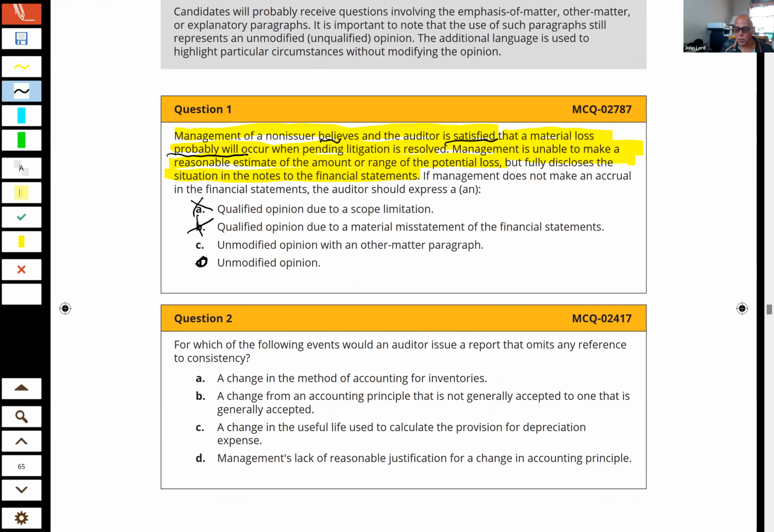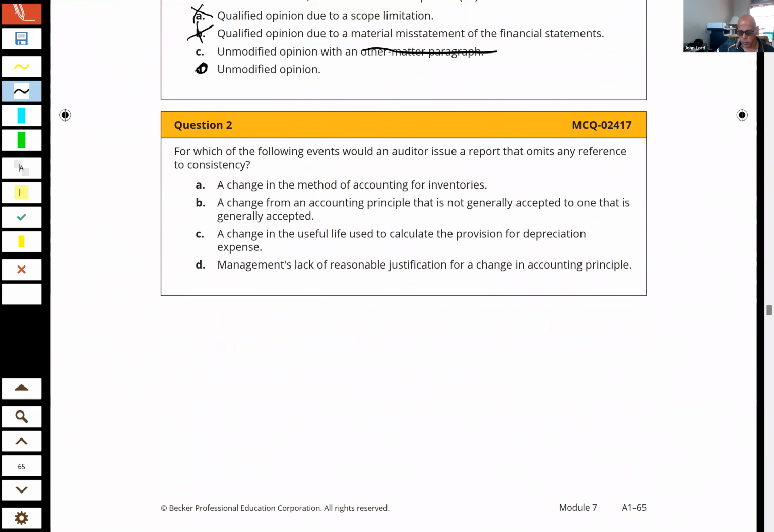So what happens? You give them an unmodified opinion. The situation is fully disclosed. So it's not an other matters paragraph. It's an emphasis of matter. Okay, so even though they didn't call out emphasis of matter, it's still an unmodified opinion, making D correct. Question? Okay, good. Let's look at question 2.